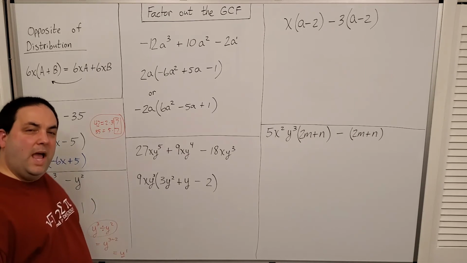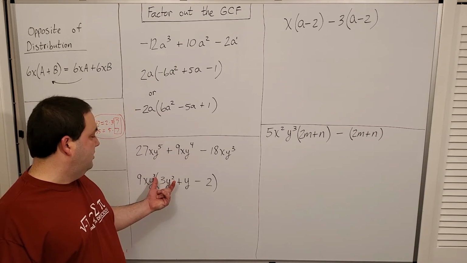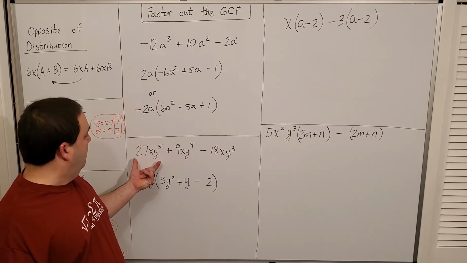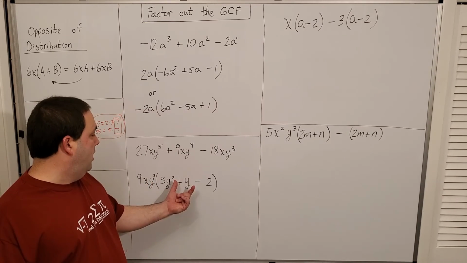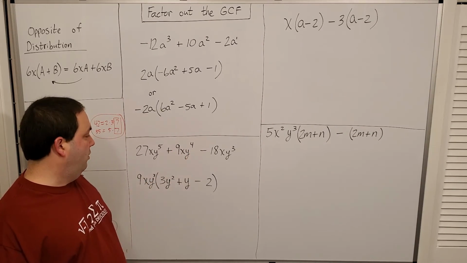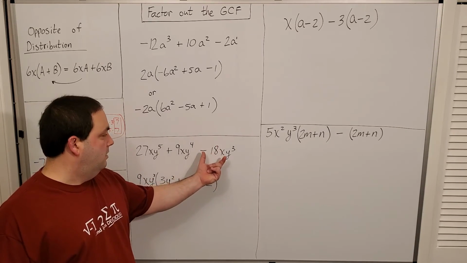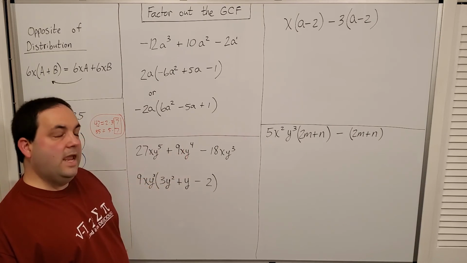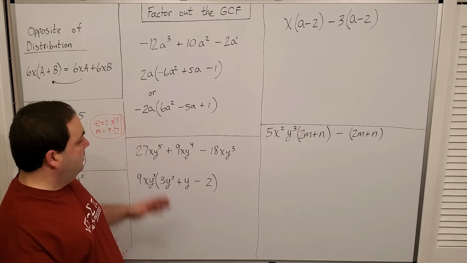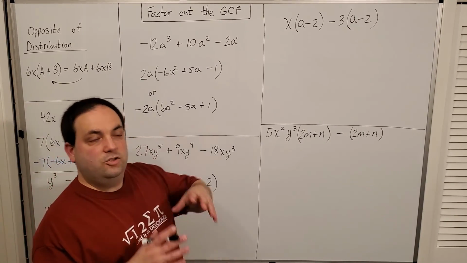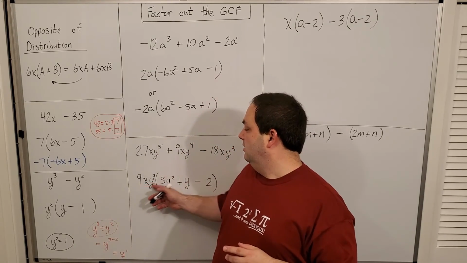Again, don't forget to go back and double check by distributing. 9xy to the 3rd times 3y squared gives me 27xy to the 5th. 9xy to the 3rd times y gives me 9xy to the 4th. 9xy to the 3rd times negative 2 gives me negative 18xy cubed.